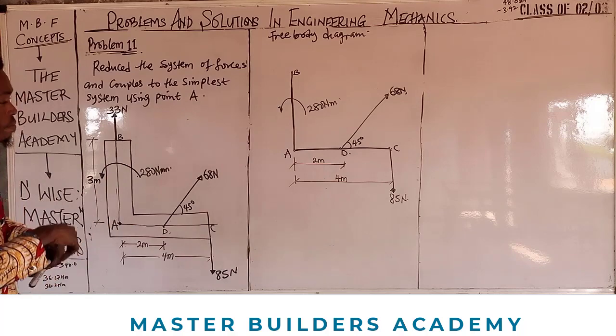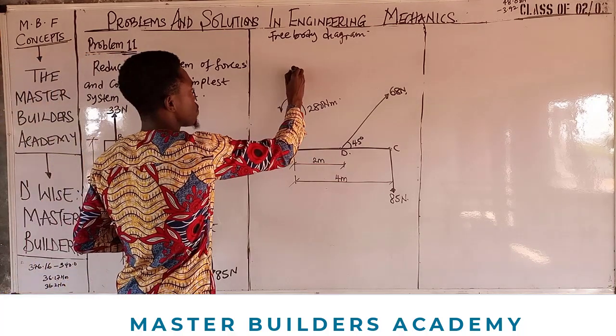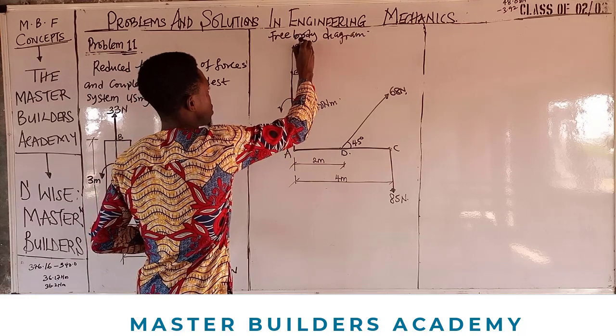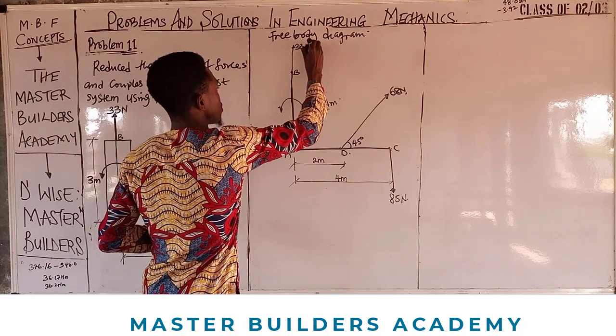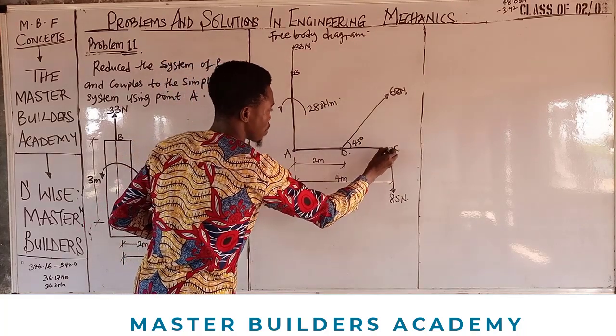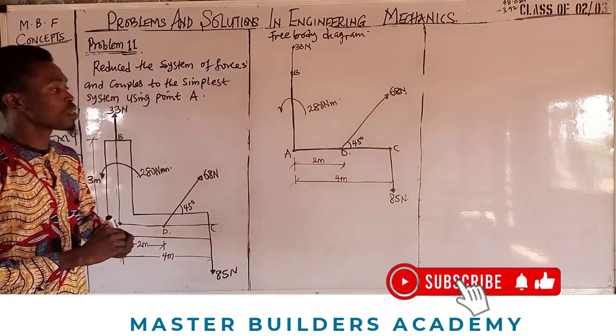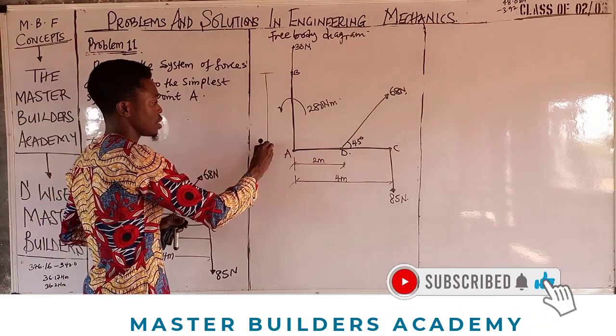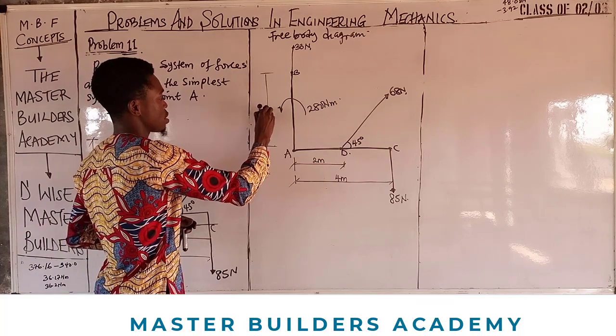Then finally, we have at B a force here, which is acting upward, and this force is 33 newtons. So these are the loads that we have. This is the free body diagram of this system. Then from B to A is 3 meters.